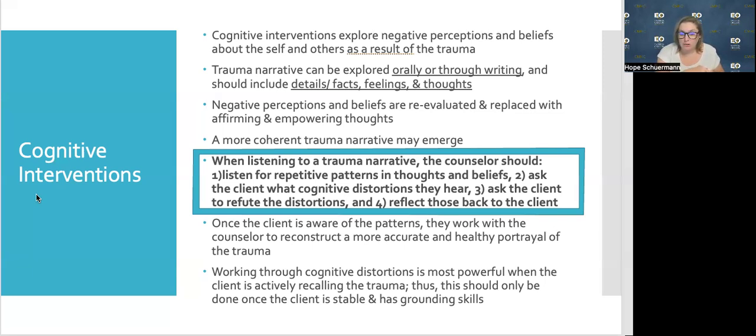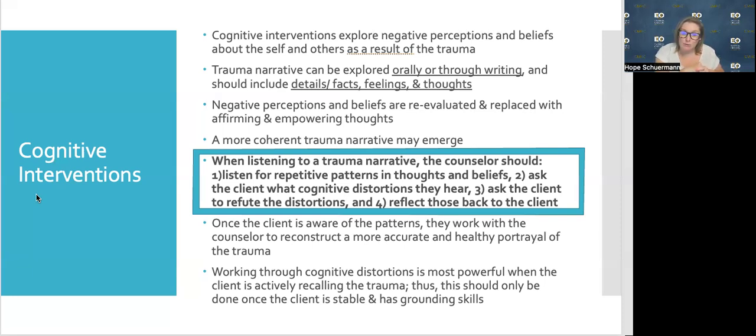So some of the things that are your job during the trauma narrative: Listen for repetitive patterns and thoughts and beliefs, particularly guilt, shame, blame, things like that. Ask the client what cognitive distortions they hear. Don't use the word cognitive distortions, but do you hear any statements in your trauma narrative that you know within yourself are untrue? Or maybe beliefs that are coming from somewhere outside of your lived experience. So whatever the developmental ability is of the client, you can change your language to match.